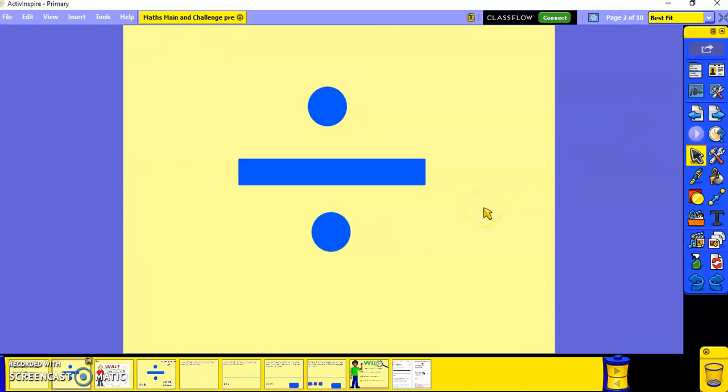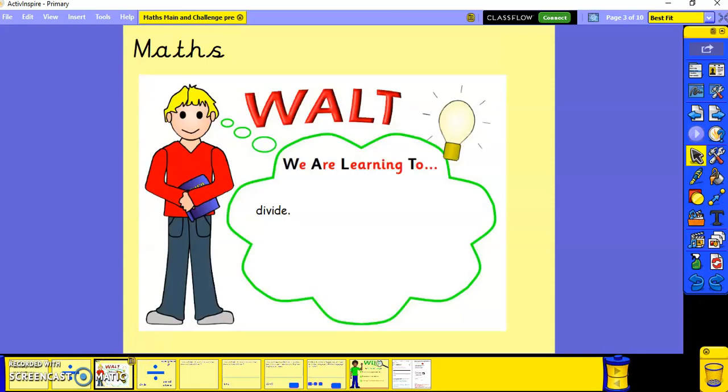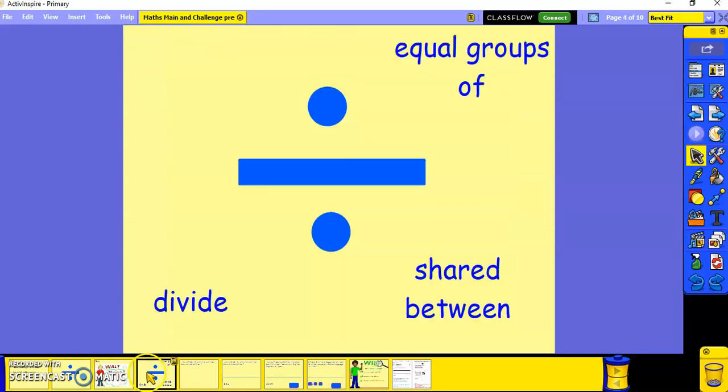Now, I've put a symbol on the board for you to have a look at. What does this symbol mean? So have a think about that. Think of all the different words, all the different language that is associated with this sign. Right, well done to everybody who said divide. So today we are learning to divide.